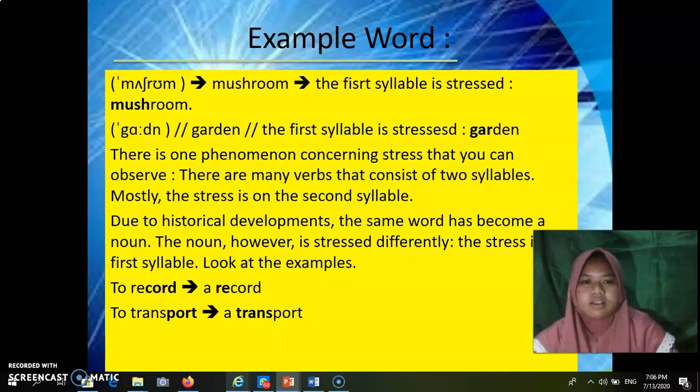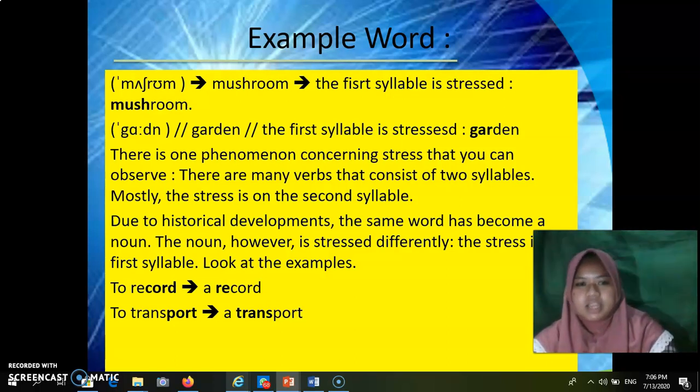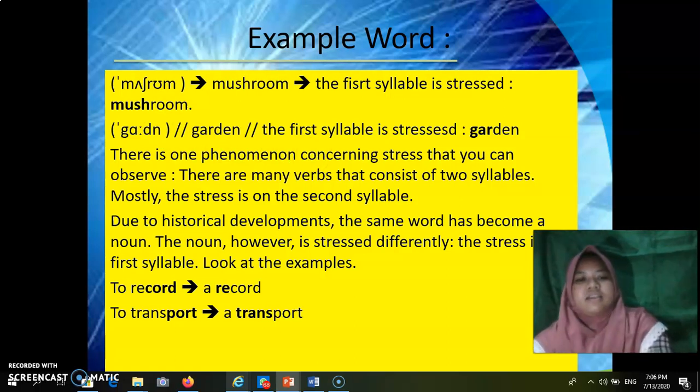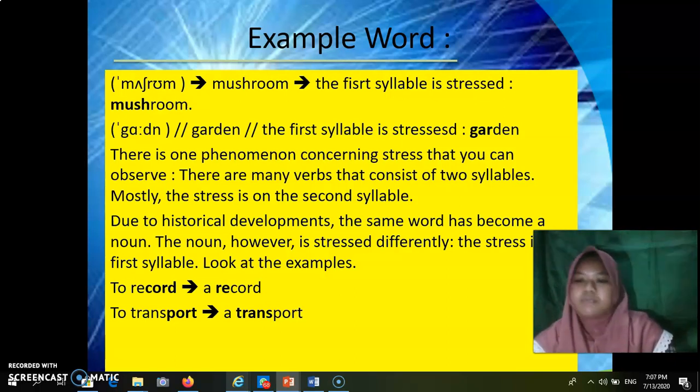Example word: math room. The first syllable is stressed. Math. So, math room. Second, garden. The first syllable is stressed. Gar. Garden. There is one phenomenon concerning stress that you can observe.